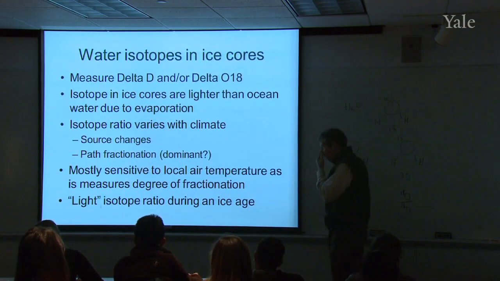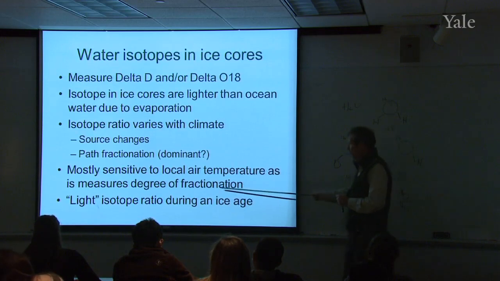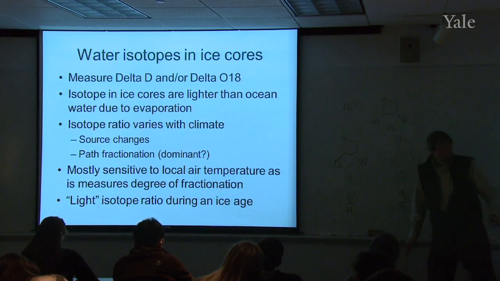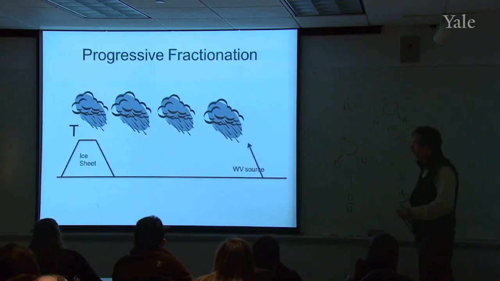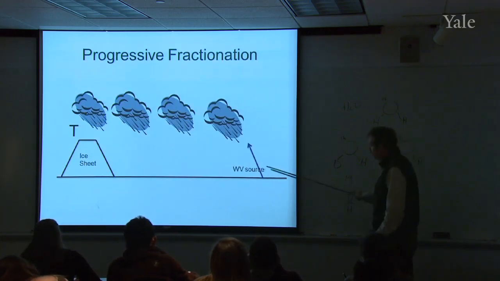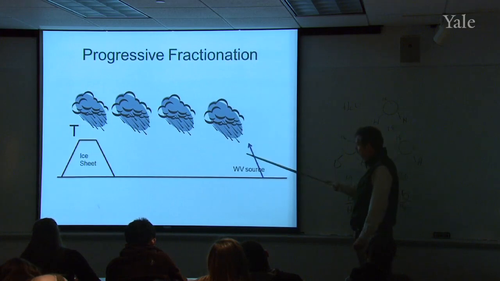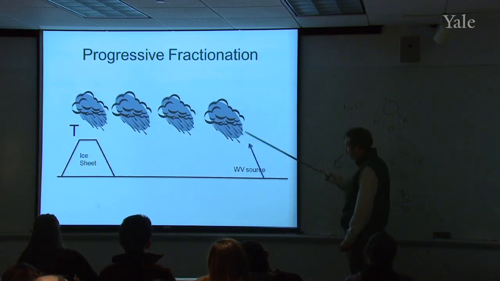So in the next bullet, I've said it's mostly sensitive to local air temperature, as that measures the degree of fractionation, which means that you get a light isotope signature during the Ice Age. I've tried to illustrate that here. So you have some water vapor source. We're going to presume for the moment this is constant, giving you the same isotope ratios in the evaporating vapor.